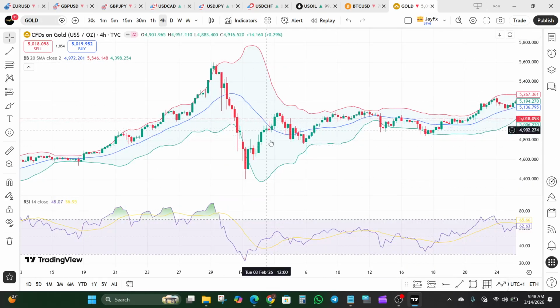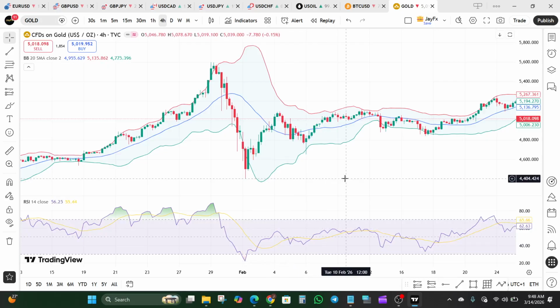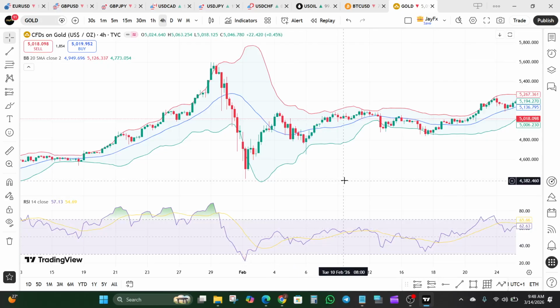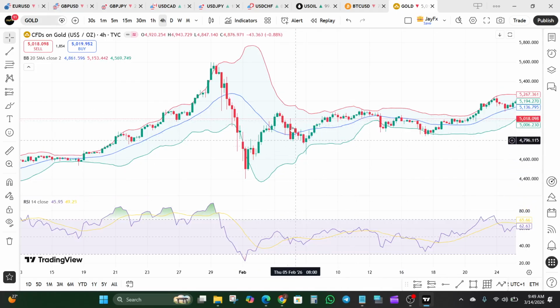Bollinger Bands and the Relative Strength Index are both widely used in technical analysis, but they analyze different aspects of the market. Bollinger Bands measure price, volatility, and deviation from a moving average.